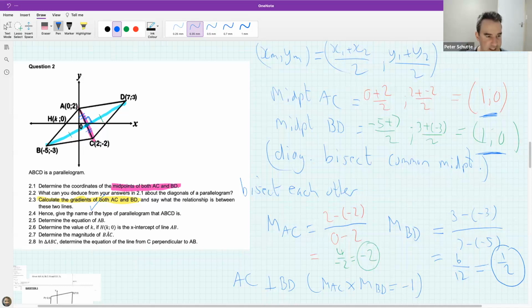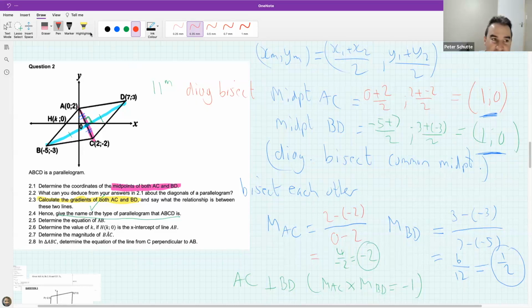So it says here for 2.4, hence give the name of the type of parallelogram that ABCD is. This is where in the next lesson I'm going to go into this in a bit more detail. But if the diagonals bisect, this is automatically a parallelogram. However, there are more specific types of parallelograms, and in this case, that is what they're asking about. So not only is this a normal parallelogram, it's even more specialized. Does anybody know what it might be?